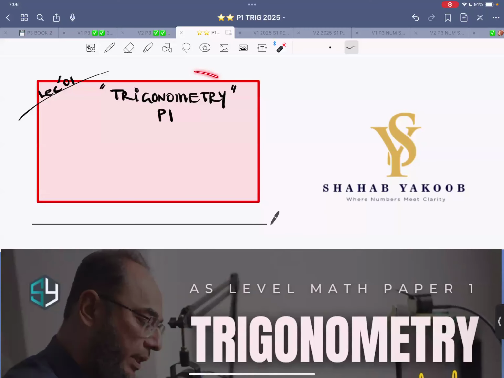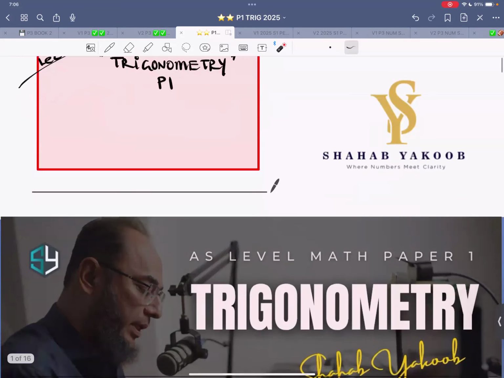So now in P1, trigonometry is a very extensive and important chapter. Let's get started with the first lecture.